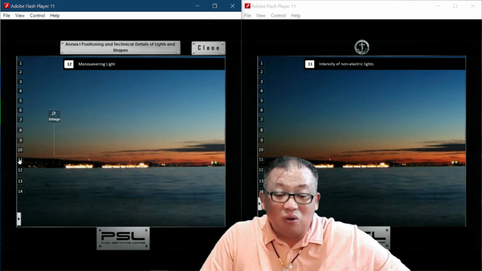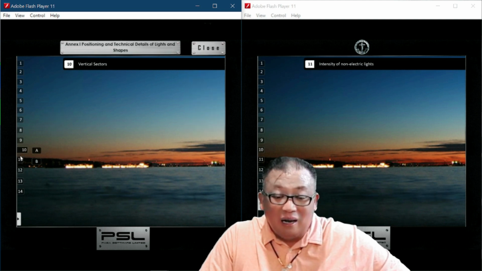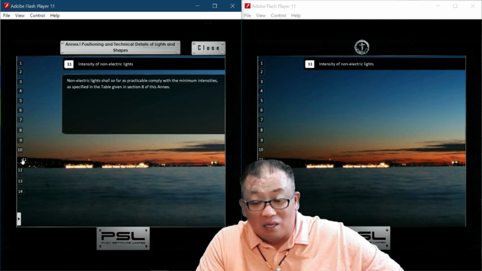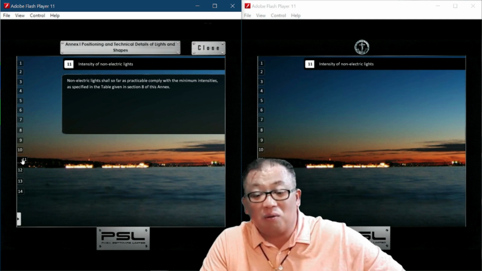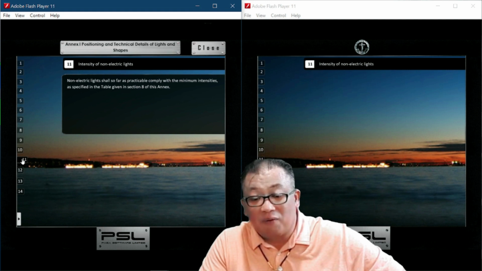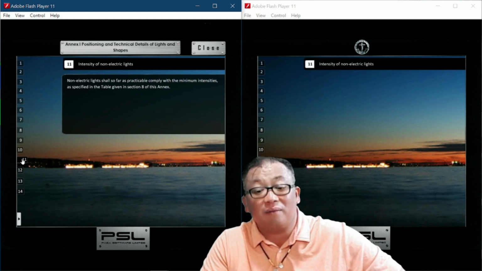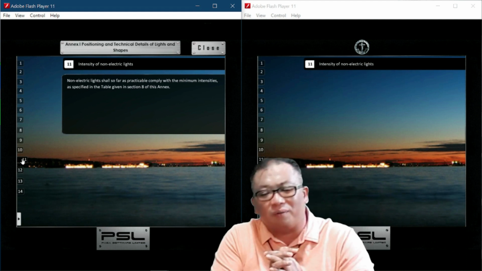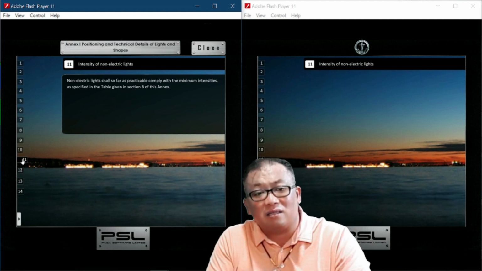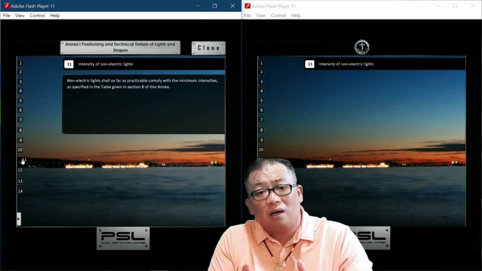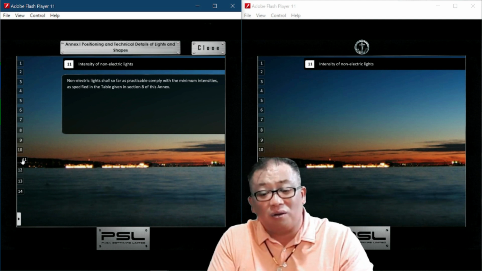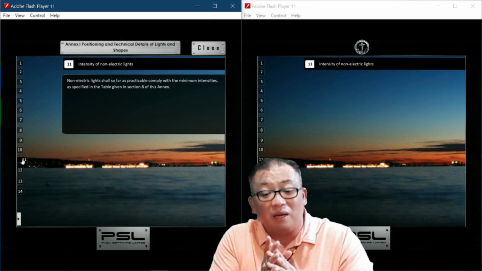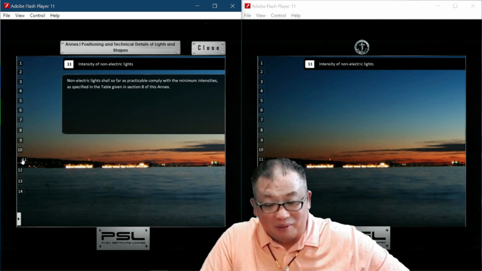Now we talk about subsection 11. Non-electrical lights shall, so far as practicable, comply with the minimum intensity so specified in the table given in section 8 of the Annex. For some reason, you cannot buy non-electrical lights. However, the rules have some consideration. As long as you can, as far as practicable, comply with the minimum intensity requirements.